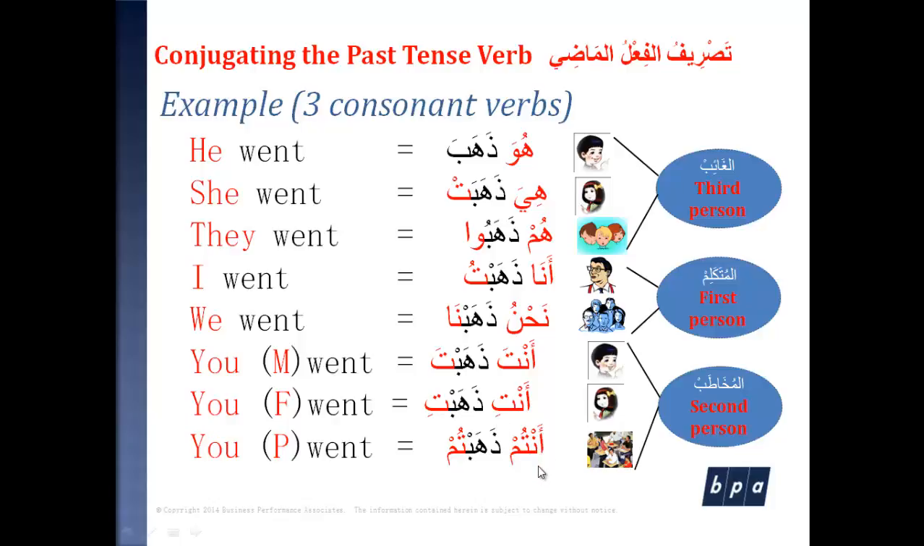When we say to you as plural, you went, we say antum dhahabtum. We added a ta and a meem, and we just changed again the fatha on the ba to sukoon.